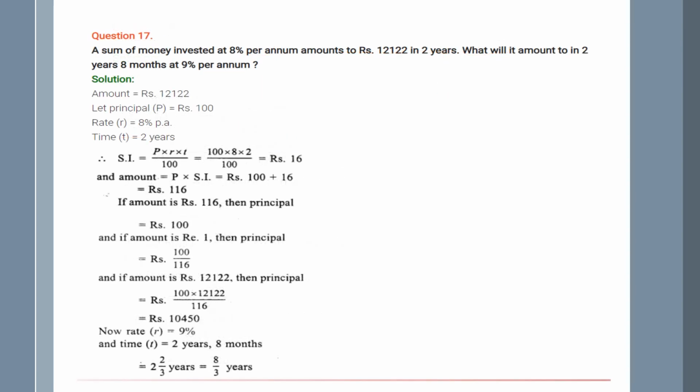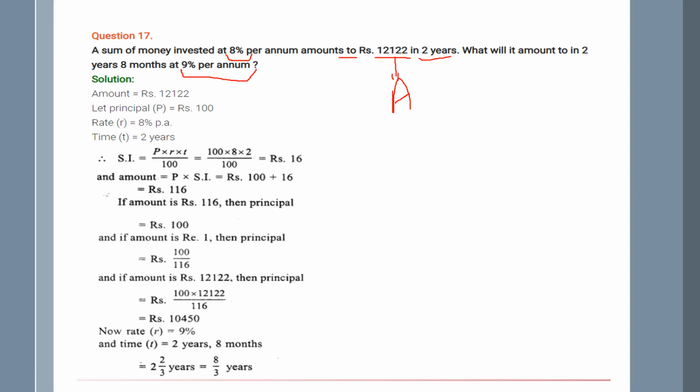Question number 17. A sum of money is invested at 8% per annum amounts to... After "to", the digits will be the amount only. This will be amount, and rate is 8%. Time is 2 years. What will it amount to in 2 years, 8 months? Timing is given to you, that after 2 years, 8 months, what will be the amount at the rate of 9%?